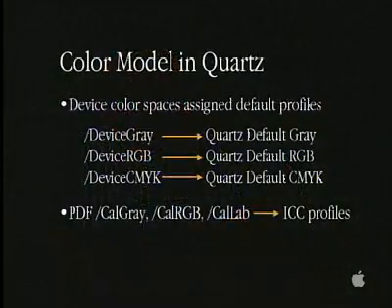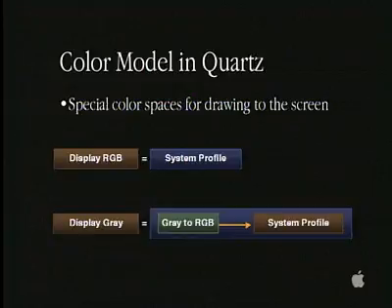In Quartz, device color spaces are assigned default profiles, and PDF calibrated spaces are simply repackaged into ICC profiles by using their calibration record. Quartz also provides special color spaces for drawing directly to the screen. Display RGB is a color space based on the ColorSync system profile, and Display Gray is a color space composed of a device link profile converting gray to RGB, followed by the system profile.